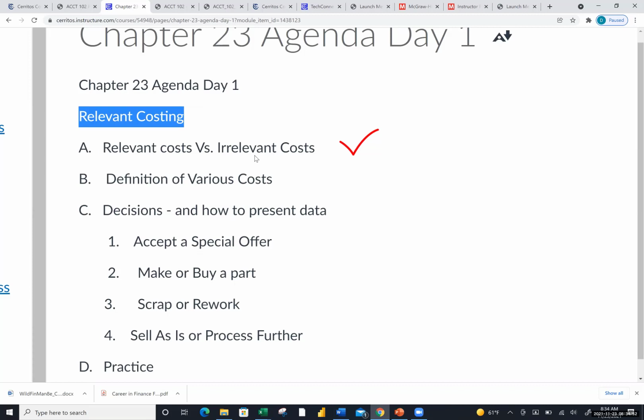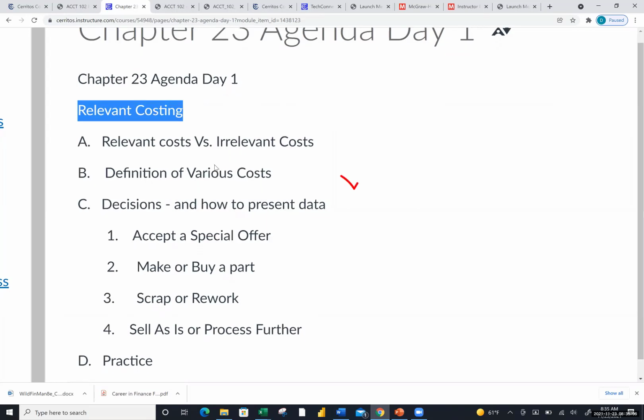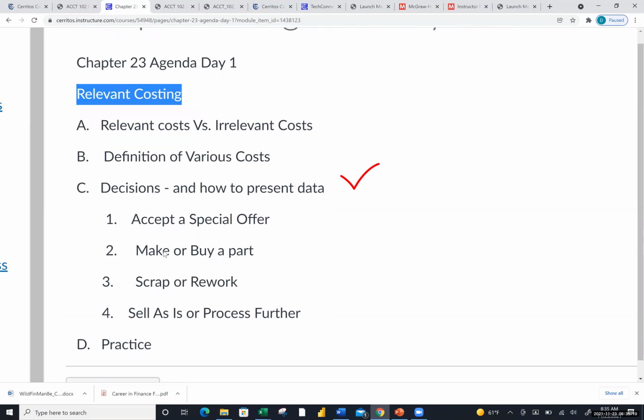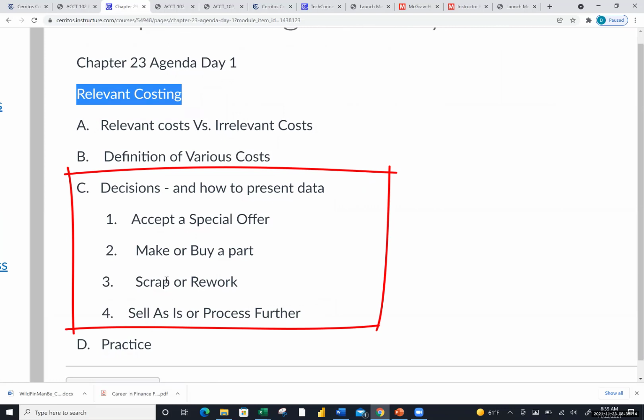By the way, if you've had an economics class, which it's highly likely that you have, many of the definitions we're going to be talking about today, you will have seen more than once. That's the other reason why I think this chapter is not as difficult as some others. We'll look at the definitions of some of those costs. And then I listed 4 specific decisions that we'll be looking at today. There may be others, but those are the ones we're going to focus on.